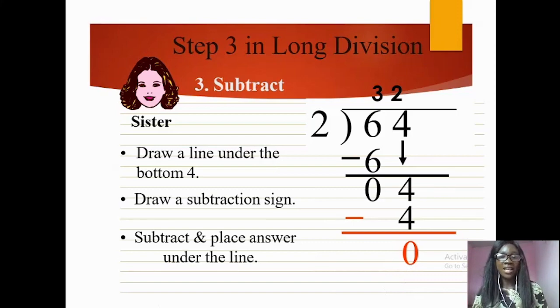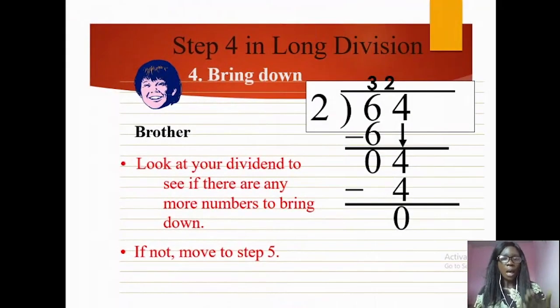Now let's move to brother. Brother said bring down. So now look at your dividend. This is our dividend here. See if there are any more numbers to bring down. If not, you move to step 5. Now let's see our dividend. We don't have any numbers. So since there is no number to bring down, because brother's job is just to bring numbers down, we move to step 5.